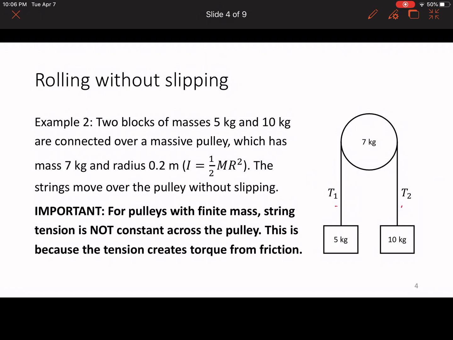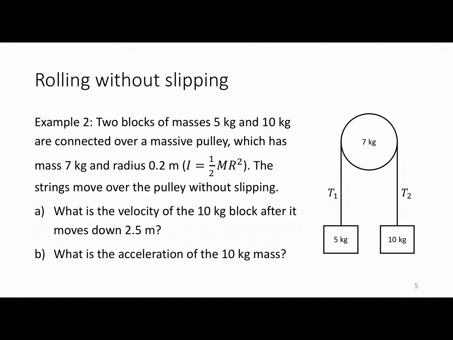Okay, so here's our setup. We have the two blocks. We have our massive pulley, and for a massive pulley, the tensions on either side of the pulley are actually not the same. So using this information, I want you guys to write down the free body diagrams, do all the things we usually do, and see if you can tell me what is the velocity of the 10 kilogram block after it moves down 2.5 meters, and what is the acceleration of the 10 kilogram mass.